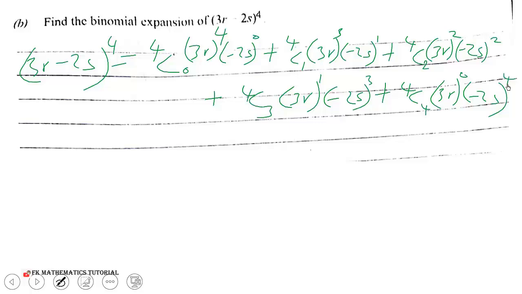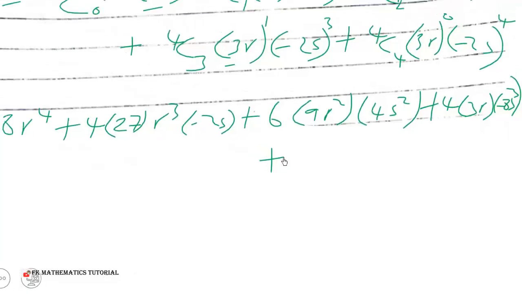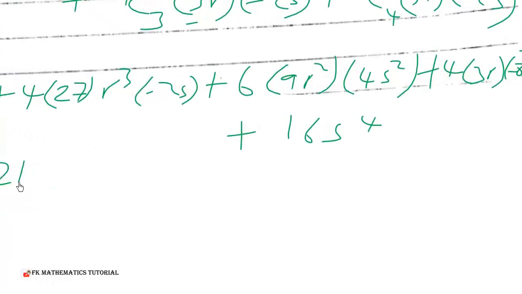So 4 combination 0 is 1. So that will give us 1 times 3r exponent 4. This one also gives us 1. So we get 81r exponent 4, plus 4 combination 4 is 1. So this will give us 16s exponent 4. So when we simplify everything, we have 4 times 27, and 4 times 27 times negative 2 will be negative 216 r cube s.